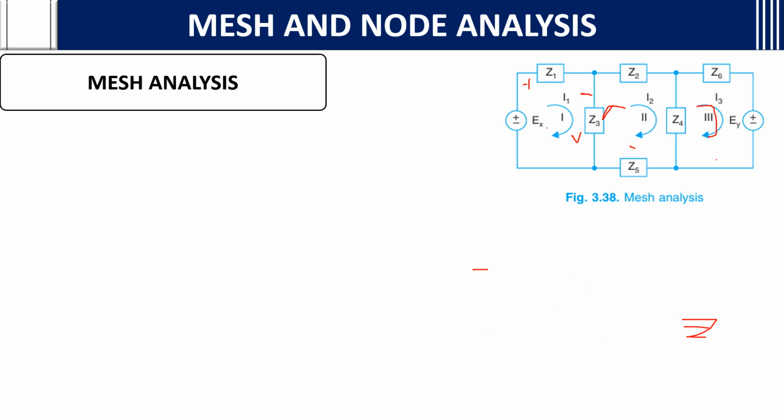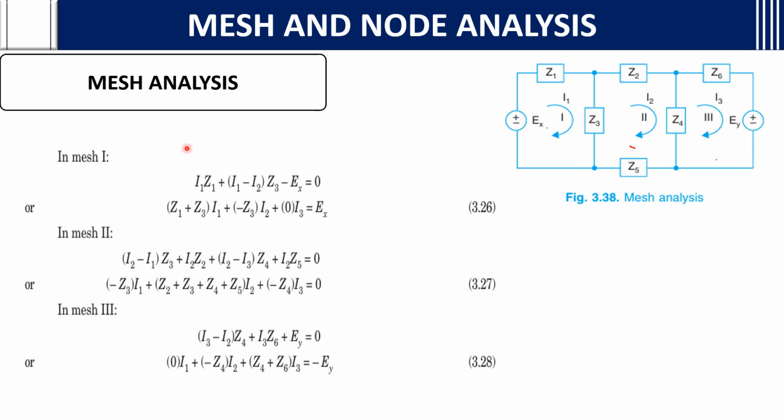For the other meshes, mesh 2 and mesh 3, we will follow the same thing. We'll see how the equations look. See mesh 1: I1 Z1 plus (I1 minus I2) Z3 equals 0. Z1 plus Z3, I1 is common. So (Z1 plus Z3) I1 minus Z3 I2 plus 0 I3. There is no I3 component, so 0 I3, and that equals EX.